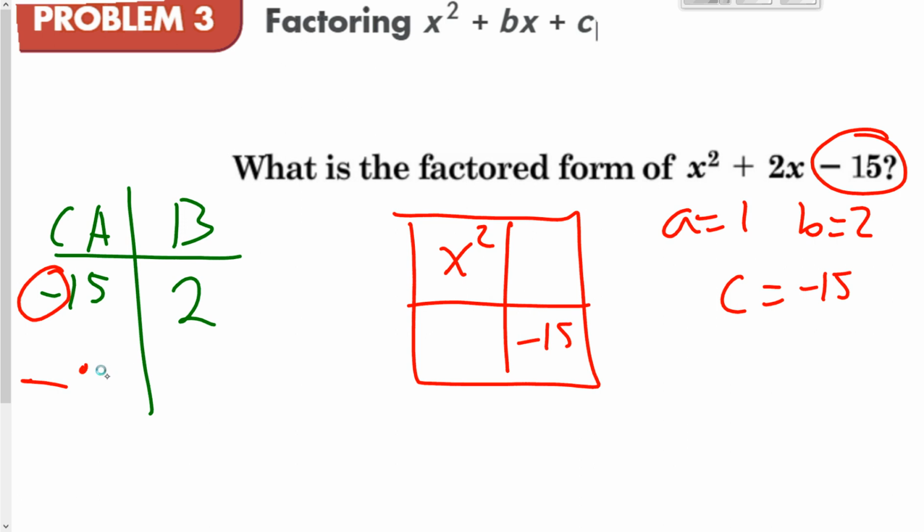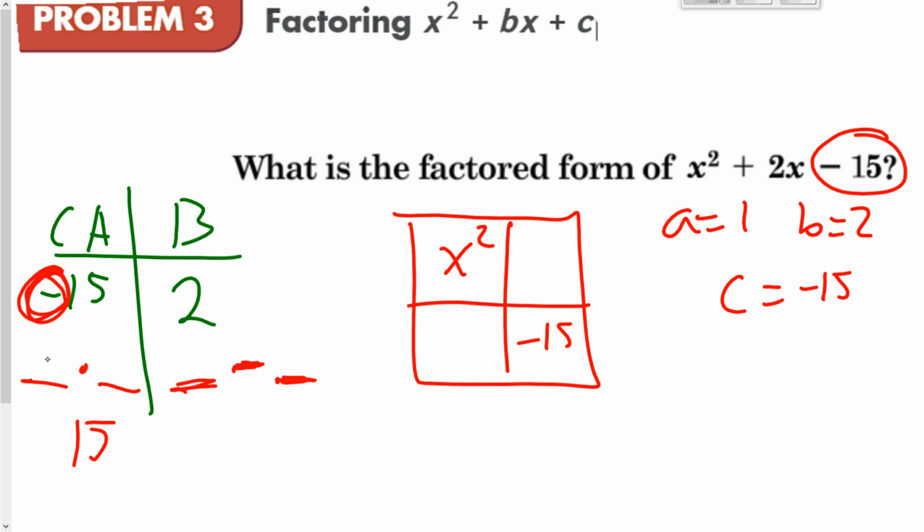So we're still asking what times what is negative 15. But then we're going to ask what minus what is 2, okay? So this time, since CA is negative, that means we're going to be subtracting these two. So I'm going to ask myself, what times what is 15? This negative plays a role, but I can just ask what times what is 15. But those two numbers now subtract, because the CA is negative, they're going to subtract to 2. Okay?